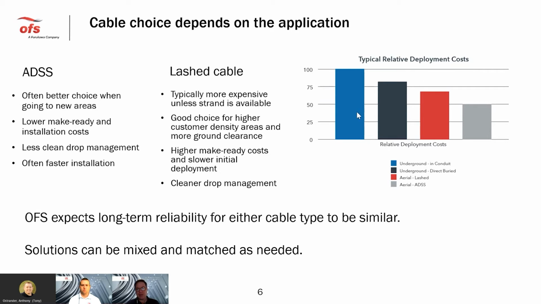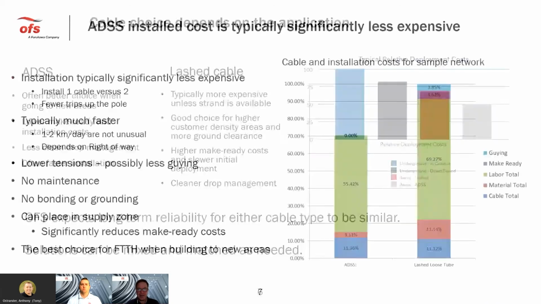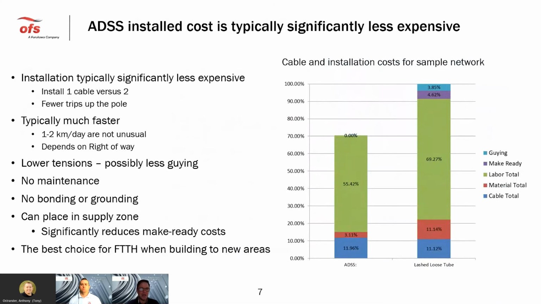You can look at some relative comparisons, and typically underground and conduit is most expensive. There are a lot of variables that go into this, and these are all just relative costs. But direct buried cables are a little bit less expensive. Aerial lashed is still a little bit less expensive, and then aerial ADSS, on an overall basis, is typically the least expensive option for cable deployments. So to dive into the comparisons between ADSS and lashed in a little more depth.